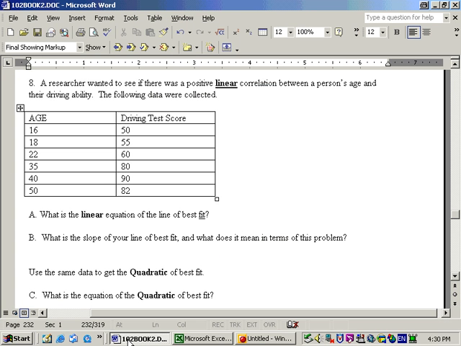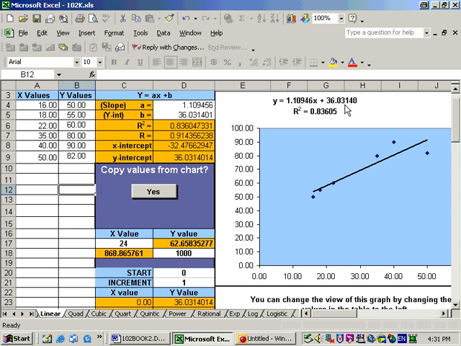And let's see what else it wanted to know. So we answered that. First of all, let me say what the y-intercept means. The y-intercept is 36, which means at year 0, which is when you're born, your driving test score would be a 36. That's what that means. And here's your coefficient of determination. Here's your R value, which is your correlation coefficient, so it's a strong positive relationship.